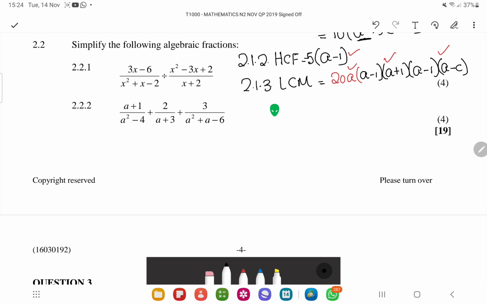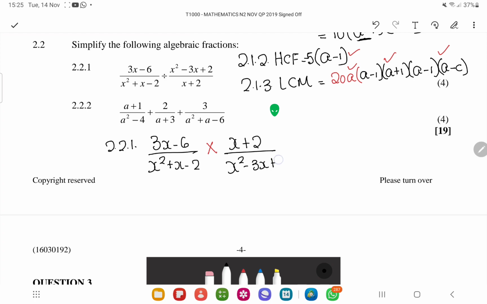So now we have the second one, which is question number 2.2. So we have 2.2.1. So this is all about factorization as well. I have 3x, then minus 6, then divided by x squared plus x minus 2. Then because of the division, I'm going to write multiplication. Every time when you do that, you're going to do the reciprocal, x plus 2. Then that will be x squared minus 3x, then plus 2.